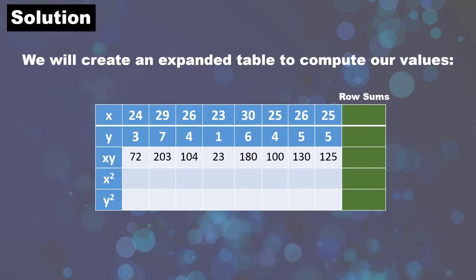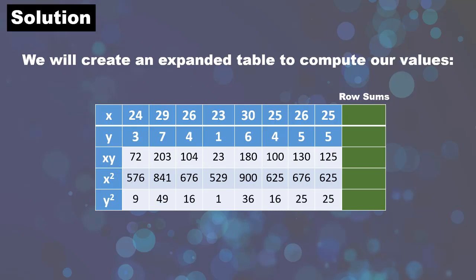For our x squareds, 24 squared is 576. 29 squared is 841. 26 squared is 676. 23 squared is 529. 30 squared is 900. 25 squared is 625. 26 squared is 676. And 25 squared is 625. We'll also square our y's. So 3 squared is 9, 7 squared is 49, 4 squared is 16, 1 squared is 1, 6 squared is 36, 4 squared is 16, 5 squared is 25, and 5 squared is 25.